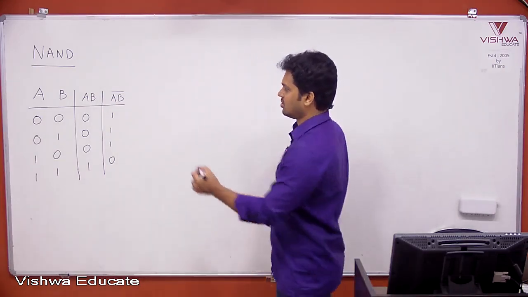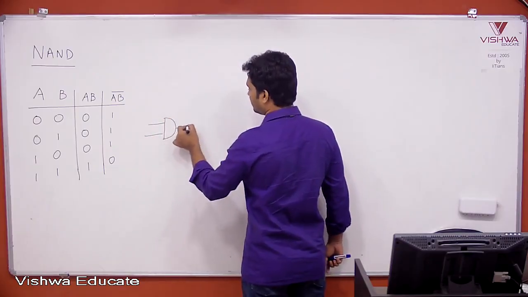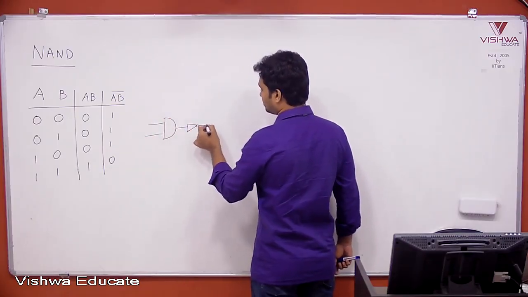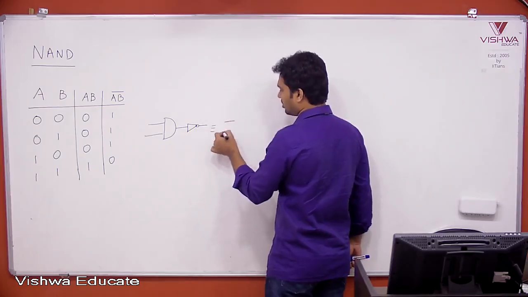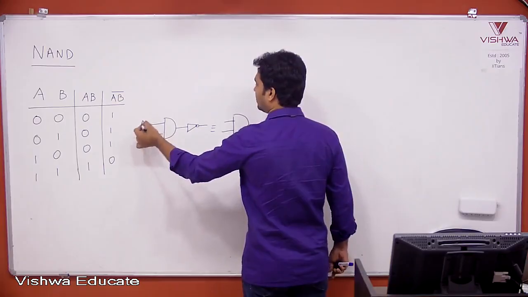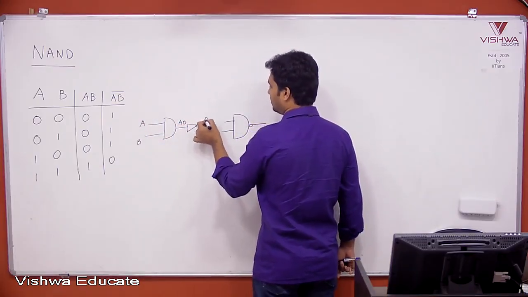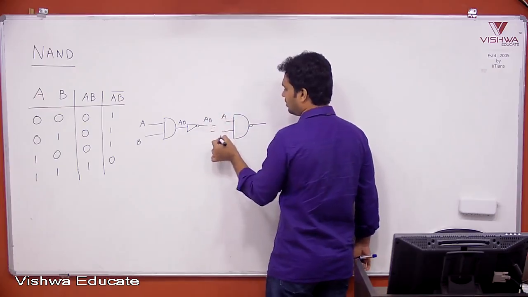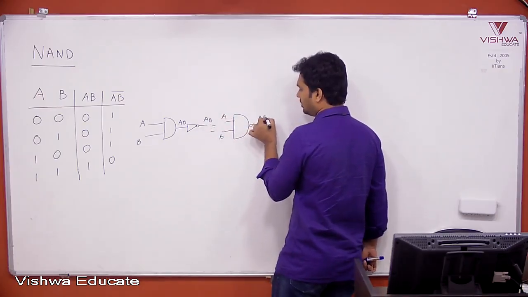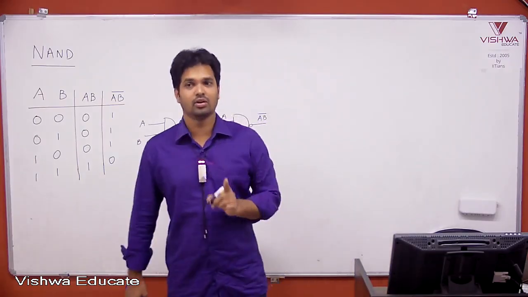Say, take one AND gate. At the output of the AND gate, take one inverter. Then what we get is called a NAND gate. Say A, B, AB and AB bar. So A, B, what is the output? AB whole bar.